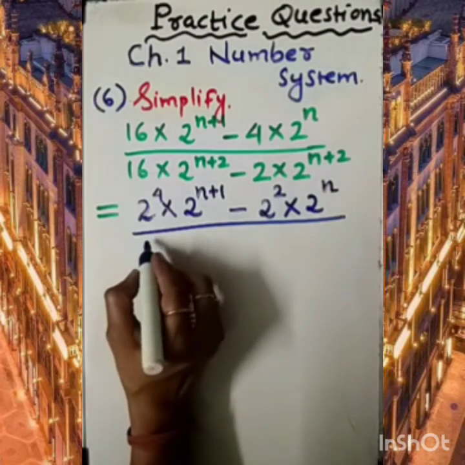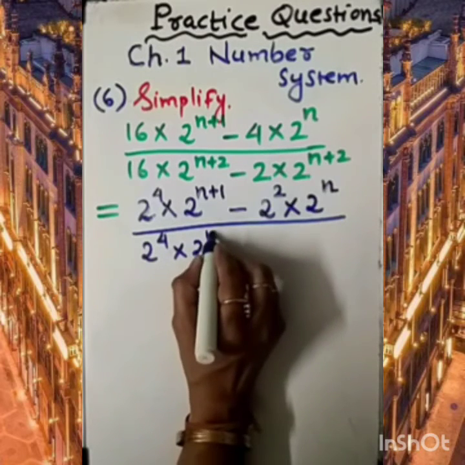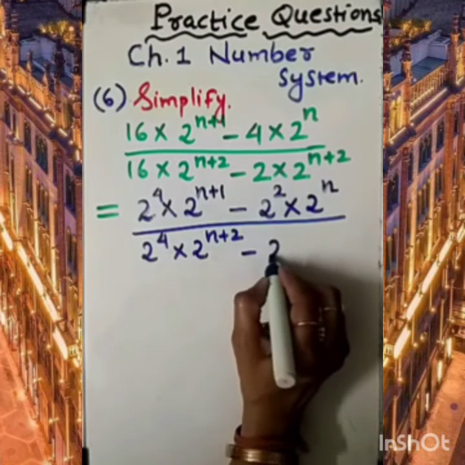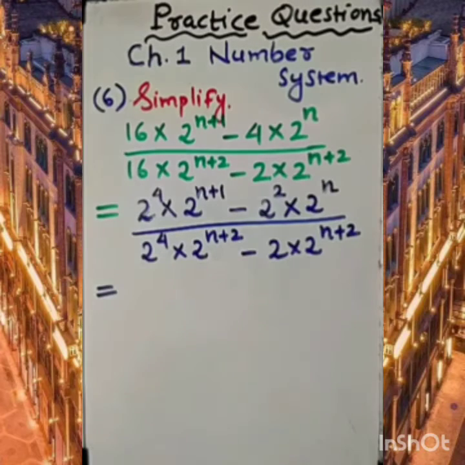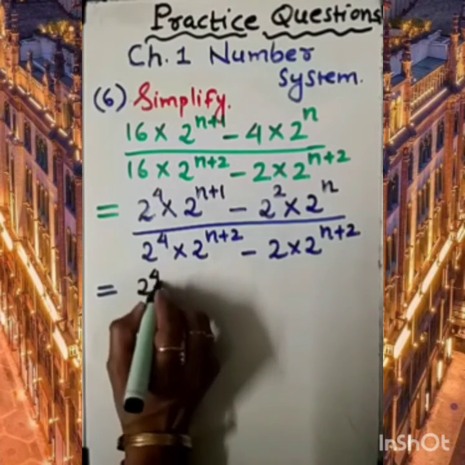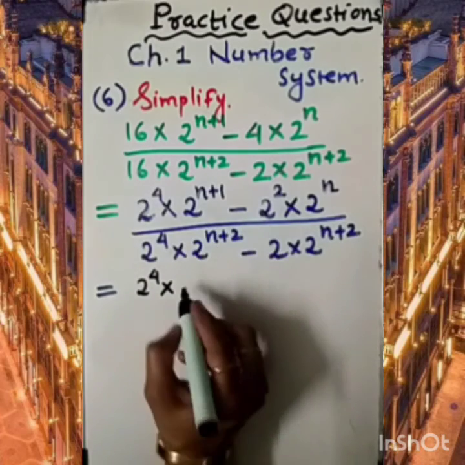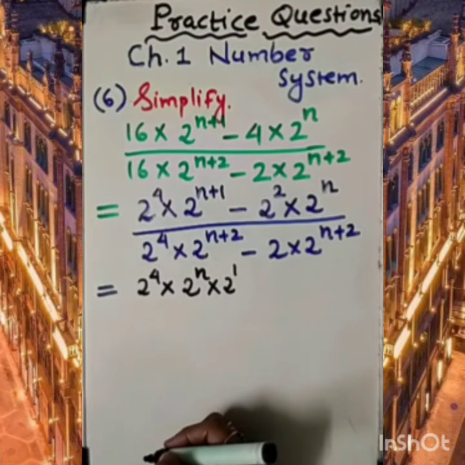Now, denominator again 16, it means 2 to the power 4, 2 to the power n plus 2 minus 2 into 2 to the power n plus 2 equal to. Okay, now there are different techniques with which we can solve. So let's try our best to take out common from there. Okay, what can be common? Now let's find out that. Just think about this, 2 to the power 4 as it is. In this step only I can write here 2 to the power n into 2 to the power 1. That is as a common.